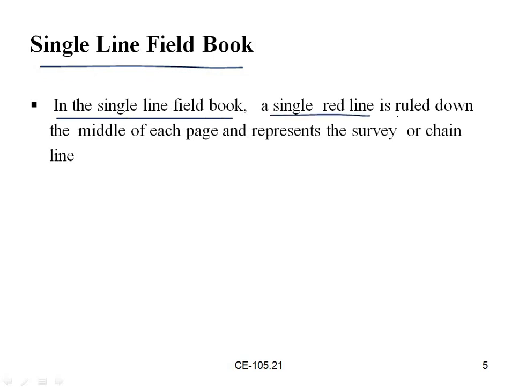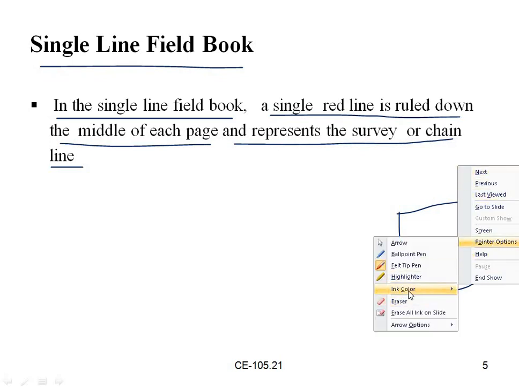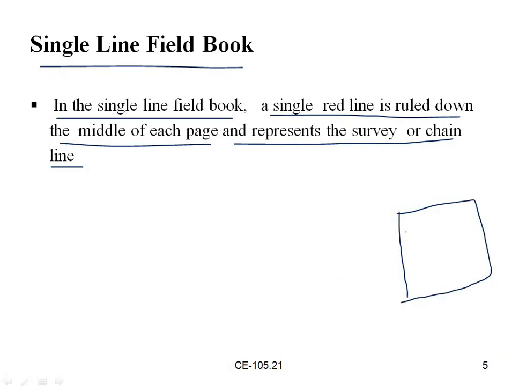In the single line field book, a single red line is ruled down the middle of each page and represents the survey or chain line. Suppose you can see this is the field book paper, with a single red line. So this will be the field book, in which we will write the data and remarks.